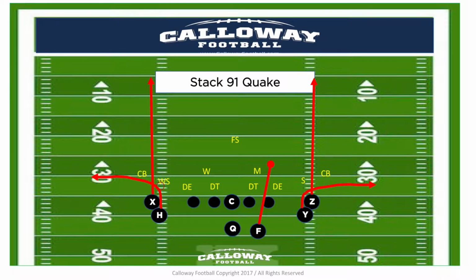Sorry about that. The screen jumped on me. But Stack 91, you see your X and your Z by formation always line up on the line of scrimmage, and your H and your Y always line up off the line of scrimmage. So this is what our stack formation looks like. We run that vertical, and then right behind it, we're running that speed out. It creates a lot of pressure on these two guys here to make the right decisions.